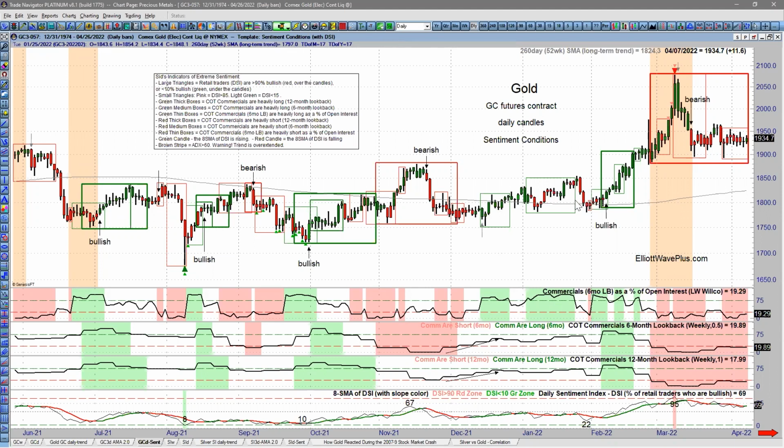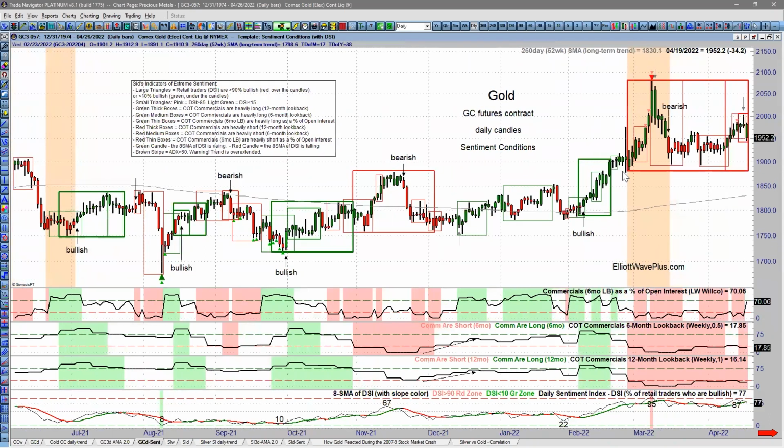Then there was a move back down in here, but notice the boxes remained green all the way until here. And there was a very powerful first green candle inside of a thick green box, inside of a thin green box here, bullish. Then it started going parabolic, and we started getting the warning from the brown zone. The ADX was over 60.